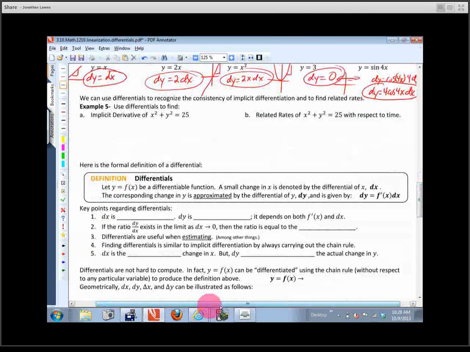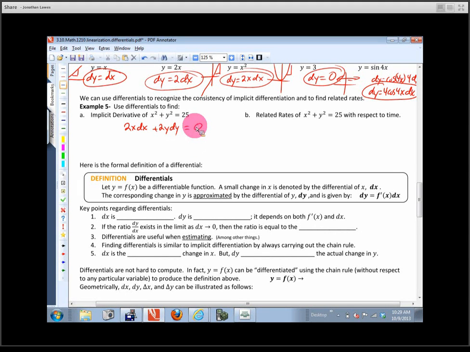And we can actually use differentials to kind of explore the consistency of the chain rule. So if I were to find the derivative here, let's say I wanted to find dy dx, but I wanted to do it using differentials. And we've shown how uniformly we apply these several times. So let's say we do this using differentials. So this would be 2x dx. This would be 2y dy. And what's the differential of a constant? 0.